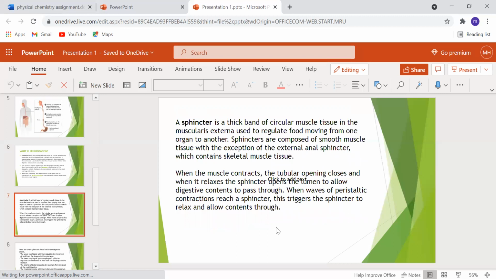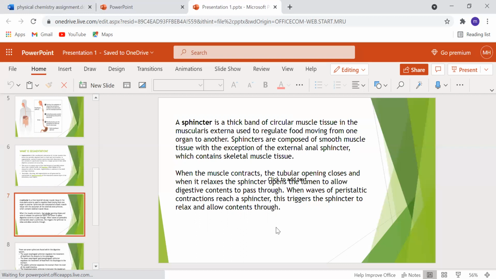Now we will discuss sphincter. A sphincter is a thick band of circular muscle. We discussed earlier the contraction of smooth muscles and circular muscles, which helps the food to go down. So now, what is actually this? A sphincter is a thick band of circular muscle tissue in the muscularis external used to regulate food moving from one organ to another, like downward.